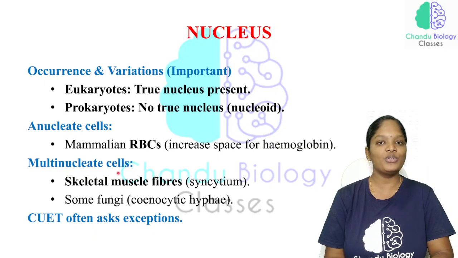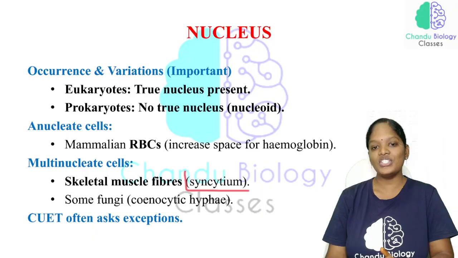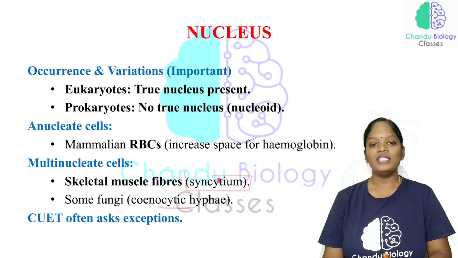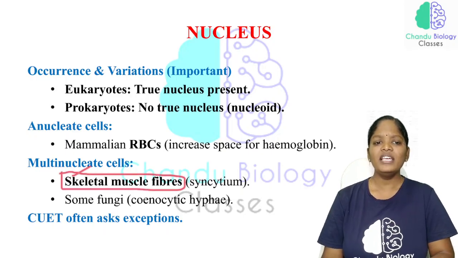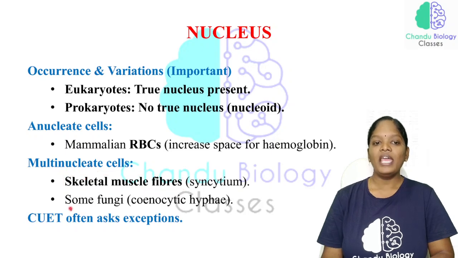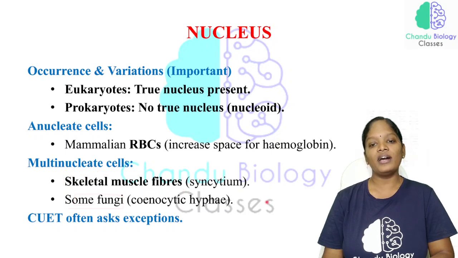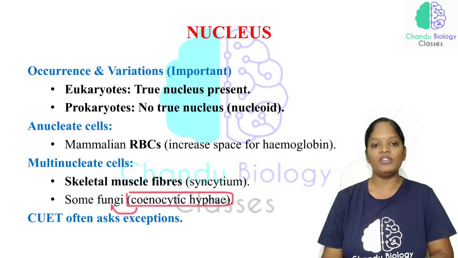Do we have multinucleate cells in human beings? Of course, we do. In the first class, we discussed syncytium and coenocytic hyphae. Syncytium means cells having many nuclei, from fusion of nuclei from many cells. That is what we can see in skeletal muscle fibers. And in some fungi there is no cytokinesis, only karyokinesis takes place. If there is no cytokinesis, we call them coenocytic hyphae. That is seen in some fungi.